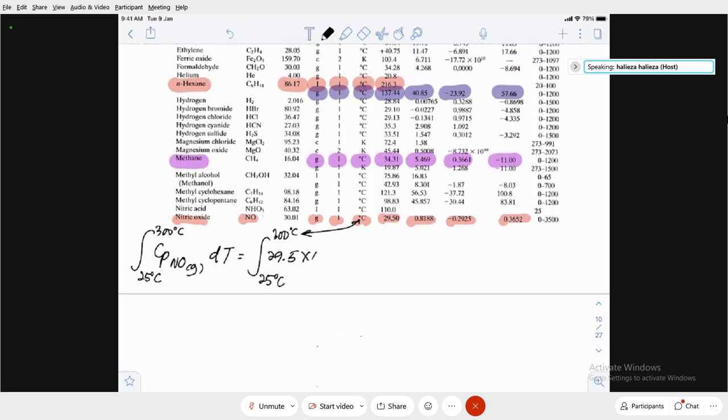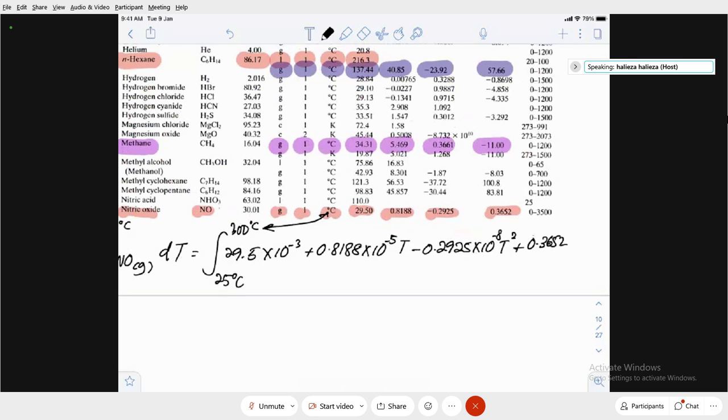It's 3 plus 0.8188 times 10 to the power of minus 5 T minus 0.2925 times 10 to the power of negative 8 T square, and lastly plus 0.3652 times 10 to the power minus 12 T to the power of 3 dT. Okay, so if you do the integration, what will be the enthalpy, please? This is the enthalpy that we need for enthalpy 4.